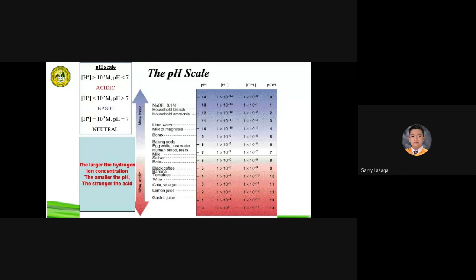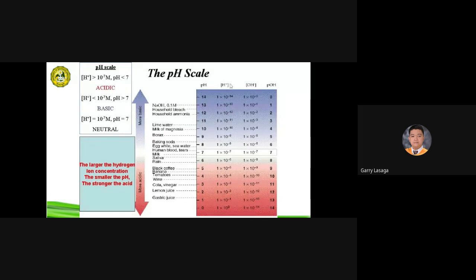So this is another scale showing the pH scale from 0 to 14. That represents the pH of a solution. We have here different types of solutions with their respective pH. For example, gastric juice has a pH between 1 and 2, so it is very acidic. The pH of saliva is between 6 and 7. For household bleach, its pH is between 12 and 13, so it is on the basic side.